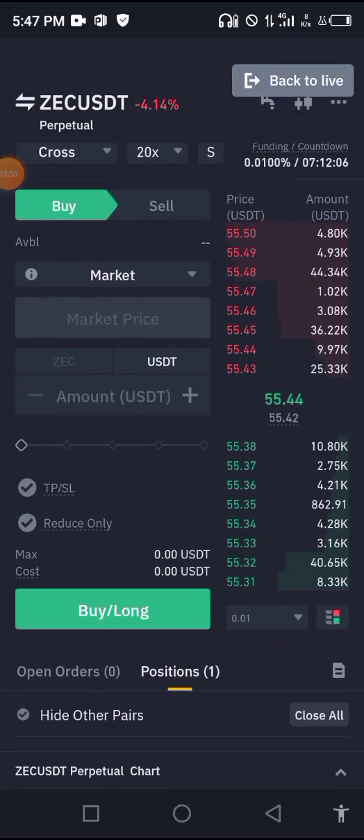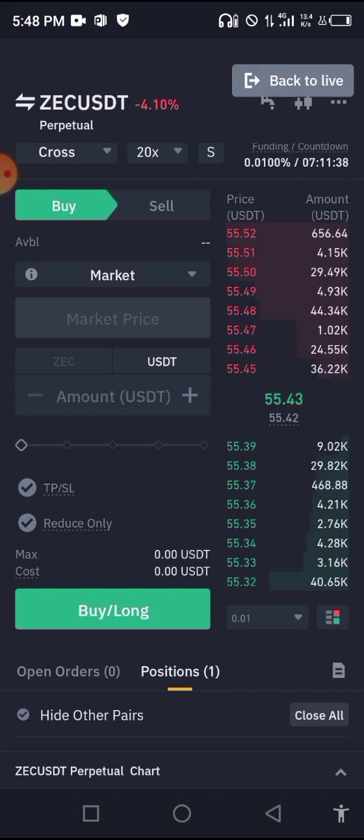Okay, let's say you want to buy ZEC. Let's say I want to buy one ZEC now in futures trading. It will be your current market price divided by your leverage. That's just the formula. The formula to control a position size is your current market price of the coin divided by your leverage.